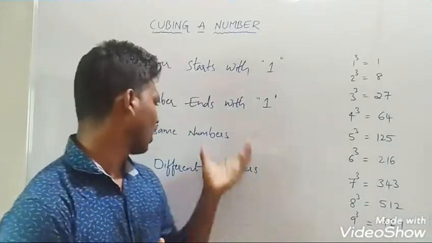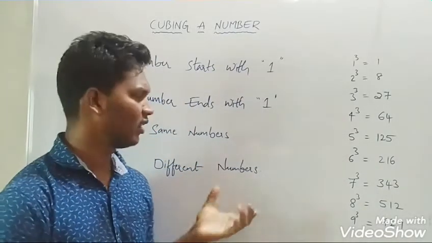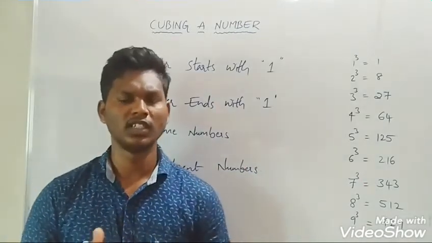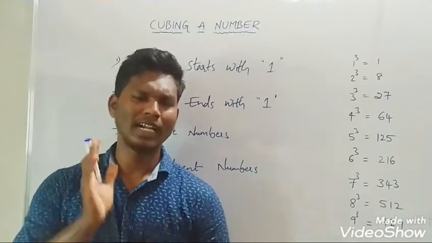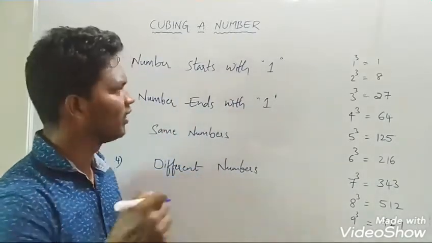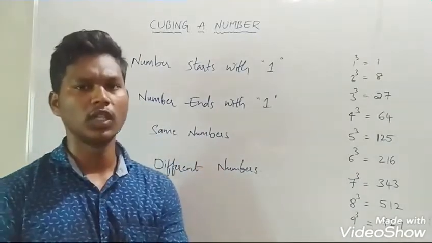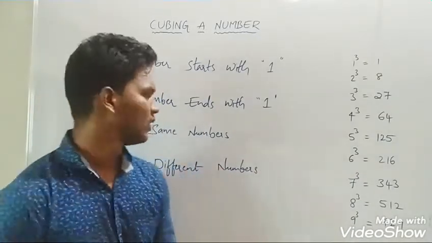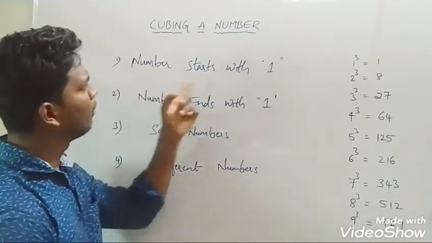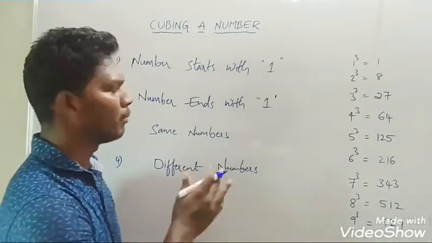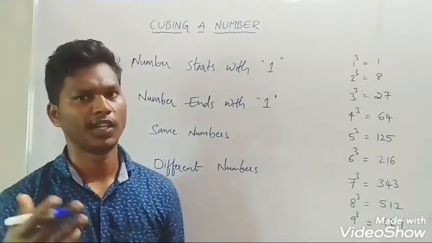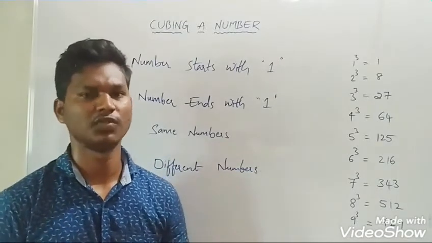See friends, here are 4 different tricks by which we can cube a number. So why only 4 tricks? You take any number, that number will satisfy any one of these 4 tricks. Let us go through these 4 tricks. First one, number starts with 1. That means any number which starts with 1. Examples: 12, 13, 14, 15, 16. All these numbers start with 1, right?